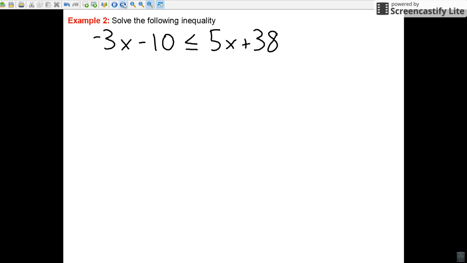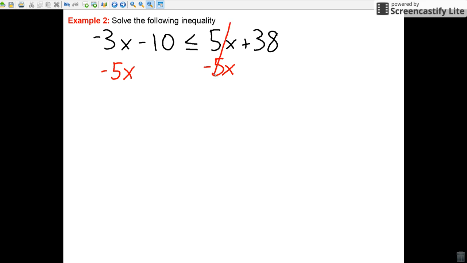The third question says negative 3x minus 10 is less than or equal to 5x plus 38. This question is different than the previous two, as now we have an x variable on both sides of the equation. Our first step is to gather the x's on the same side. I prefer the left side, but ultimately it's up to you.